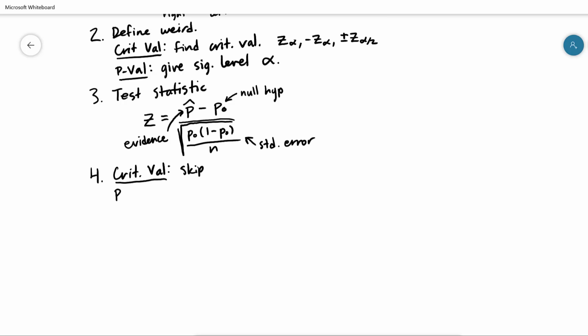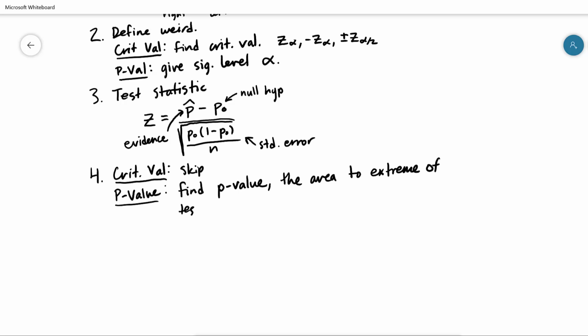But if we're doing the p-value method, we need to actually find what that p-value is. So, and as before, the p-value, which is the area to the extreme of the test statistic. So depending on whether this is on the left tail, right tail, you look to the area to the extreme of that test statistic. And we'll do, again, more examples of these down the line.